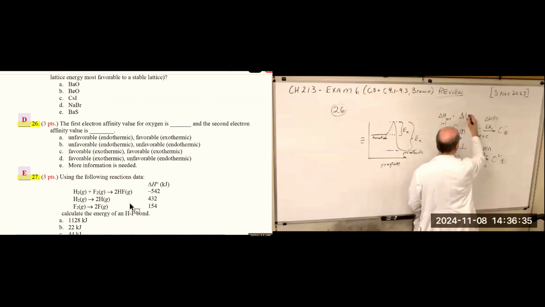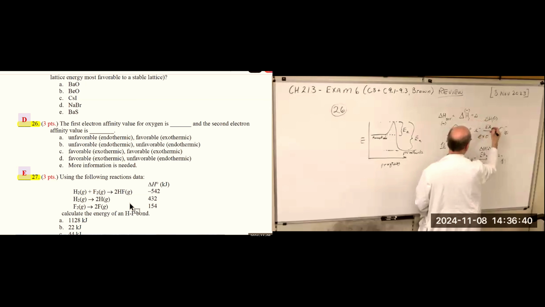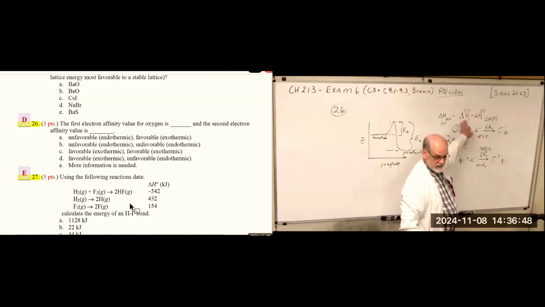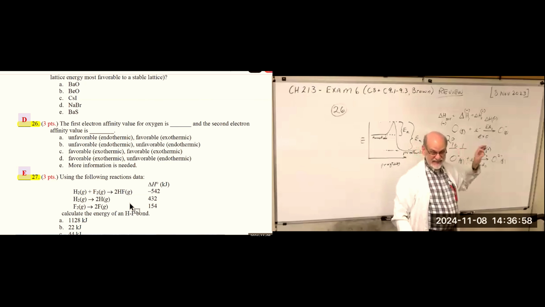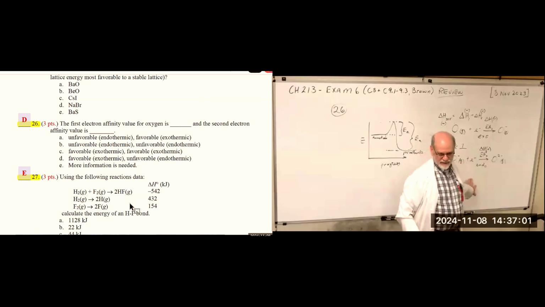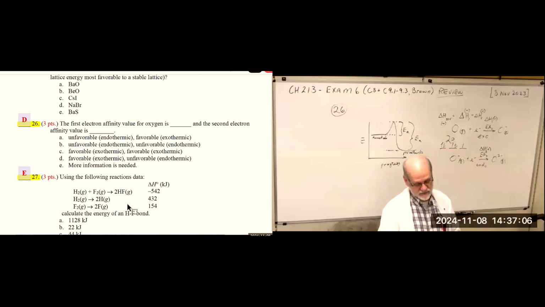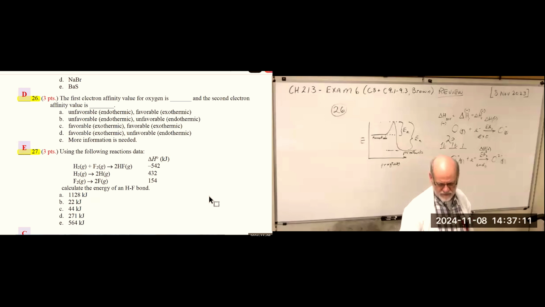So when we put this one together with this one, positive, the first has to exceed the absolute value of the second in order to make the overall negative. The favorability of the first electron affinity must exceed the unfavorability of the second one in order to make it overall favorable. That's the easiest explanation for this. Now that wasn't part of the question, but I thought I'd throw it in for free.